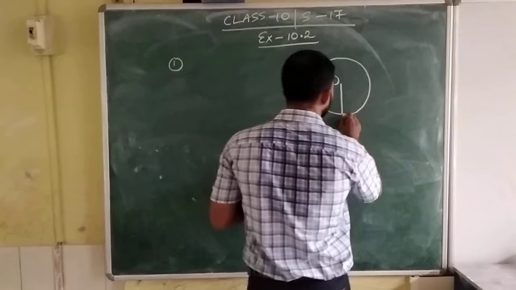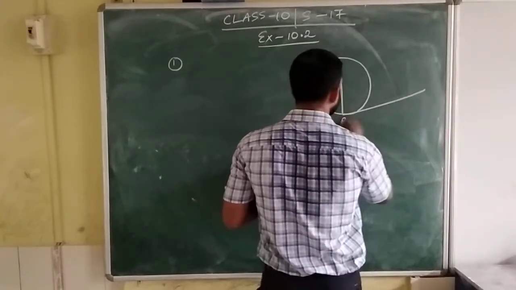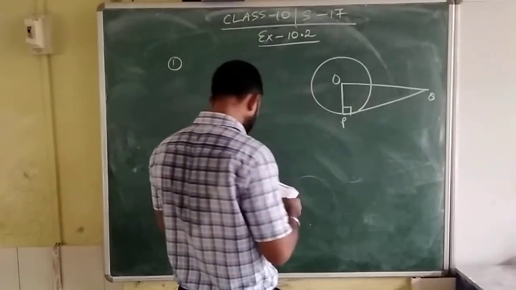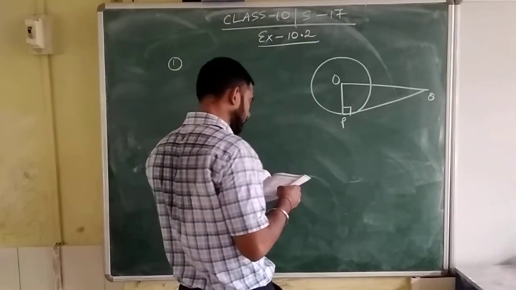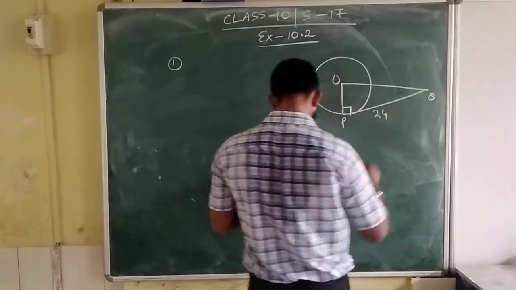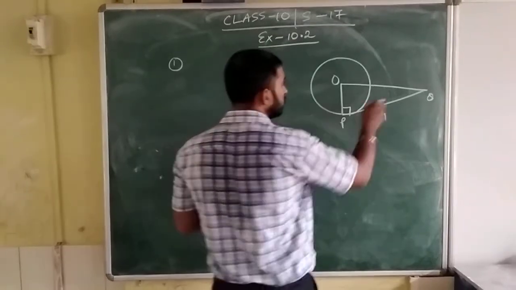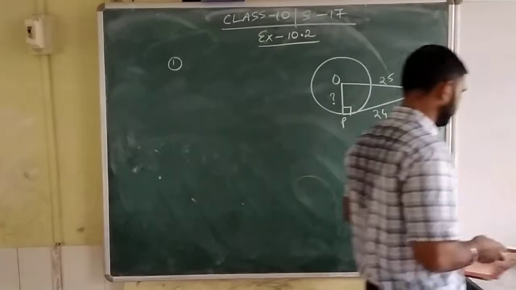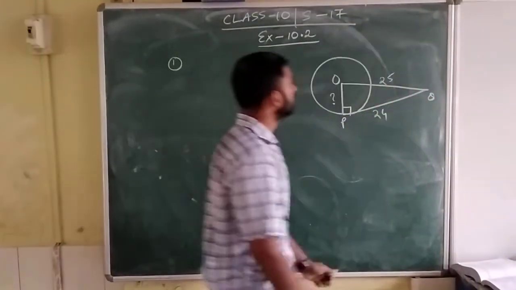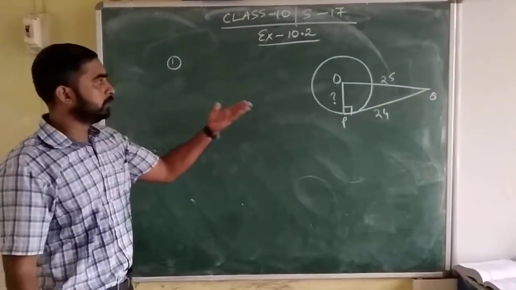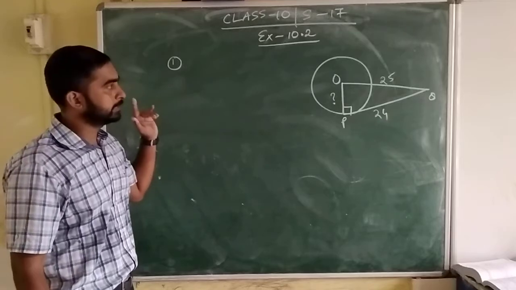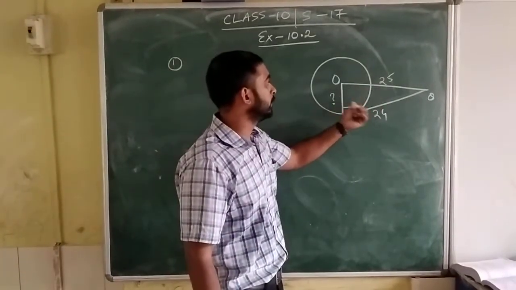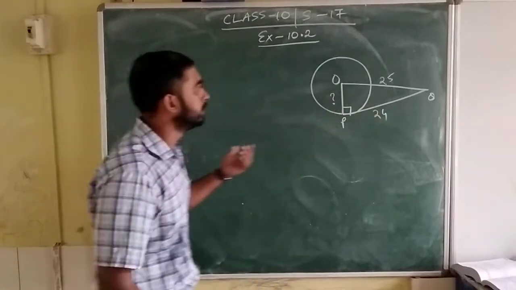Center O, and you will join PQ. The length of the tangent is given as 24, and the distance of Q from the center is 25. Find the radius. This is the question. Simple. With this type of question, as in the previous exercise, where this one is given and this one is given, we need to find this one. Same is here.